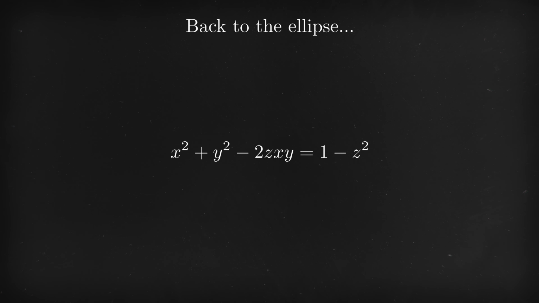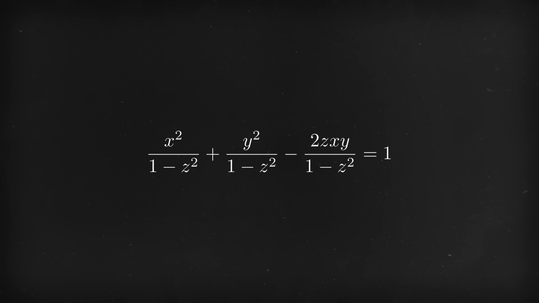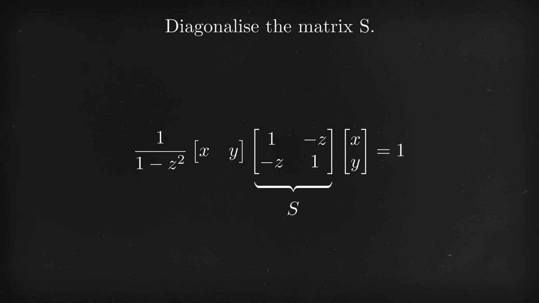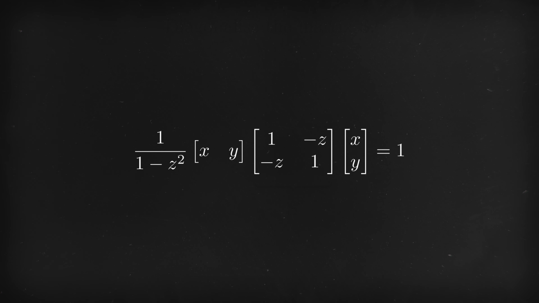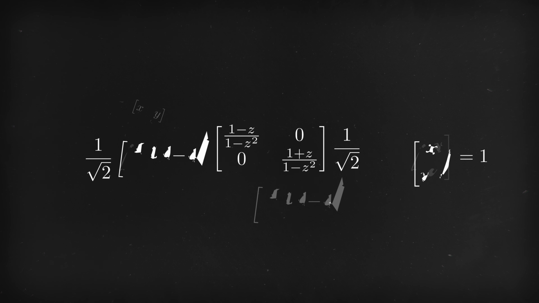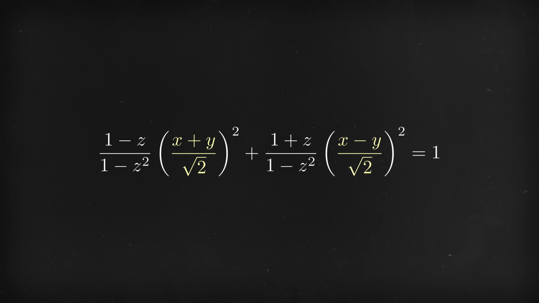Let's simplify the right side by dividing by 1 minus z squared, and rewrite the left side as a matrix multiplication. The middle matrix is symmetric and positive semi-definite, so we can break it into eigenvalues and orthonormal eigenvectors using matrix diagonalization. If we compute these multiplications from the outside in, the ellipse becomes the sum of 2 squared terms. These terms indicate the directions of its 2 axes, and their lengths relate to the eigenvalues.